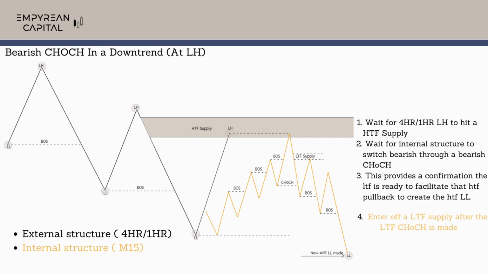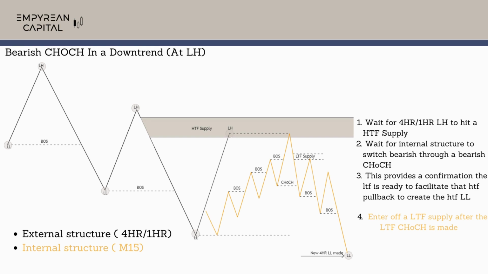And number 4, obviously, we want to be increasing our risk reward ratios. We don't really want to be entering off the higher time frame supply because obviously the stop loss is very large. So once that bearish change of character happens on the lower time frames, what we do is we wait to enter off a lower time frame supply. And this lower time frame supply, guys, can be on the 10-minute, the 15-minute, the 5-minute, whatever supply looks good, you can enter off that. Now, that is what a bearish change of character is.